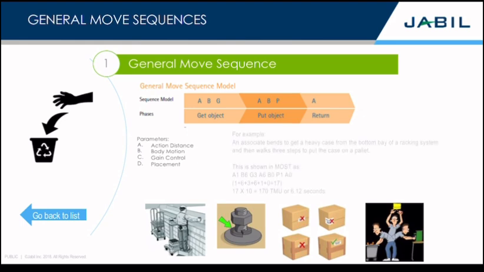For example, an associate bends to get a heavy case from the bottom bay of a racking system, and then walks 3 steps to put the case on a pallet. This is shown in MOST as A1, B6, G3, A6, B0, P1, A0. 1 plus 6 plus 3 plus 6 plus 1 plus 0 equals 17. 17 times 10 equals 170 TMU, or 6.12 seconds.